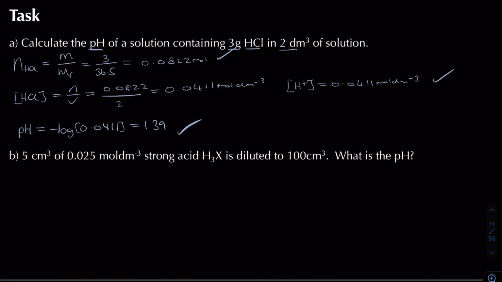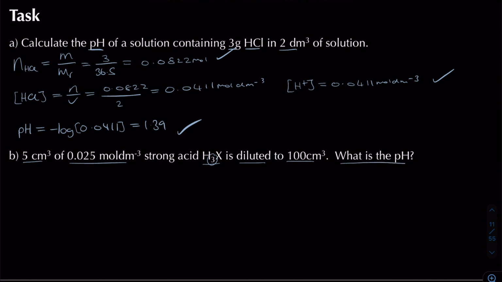Next question is a bit more tricky because we're dealing with a dilution. We've got 5 centimeters cubed of a 0.025 mole per decimeter cubed solution of a strong acid, H3X. We can see it's tri-basic as well, and that's diluted to 100 centimeters cubed.